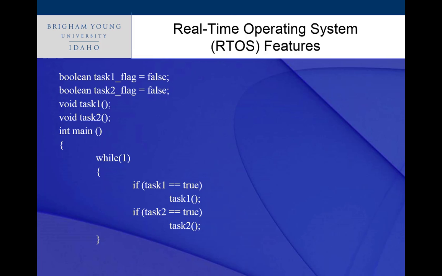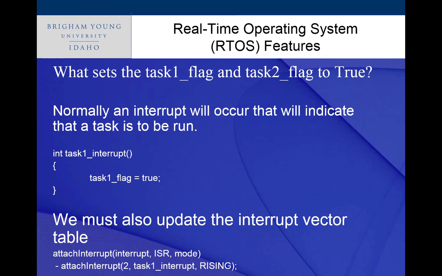Well, we normally associate each of these tasks with an interrupt service routine. So normally an interrupt will occur from the outside that'll indicate when that task is ready to be run, and then we'll have a function that will set that flag equal to true. We call that function an interrupt service routine, or an ISR. And in order for it to be run, we have to add that function to the interrupt vector table. Now the interrupt vector table is just a table of ISRs and their associated interrupts.